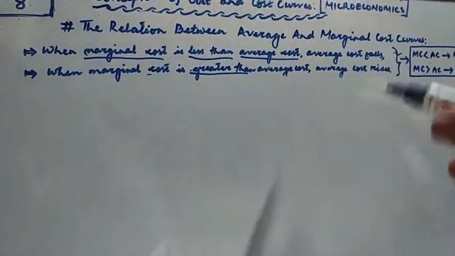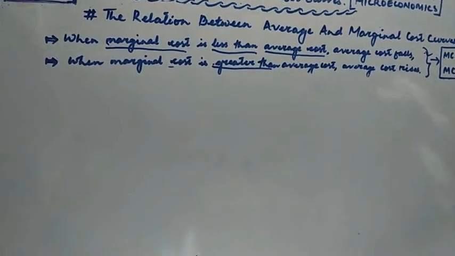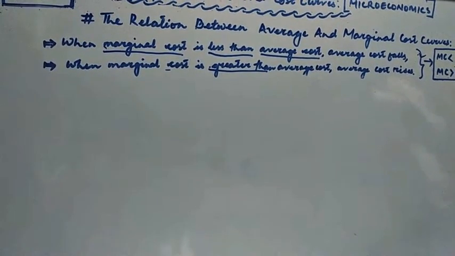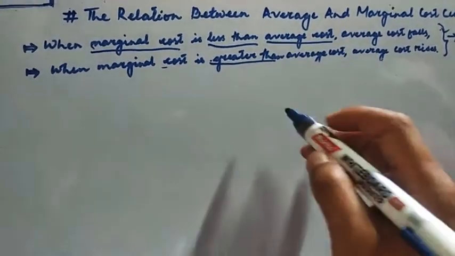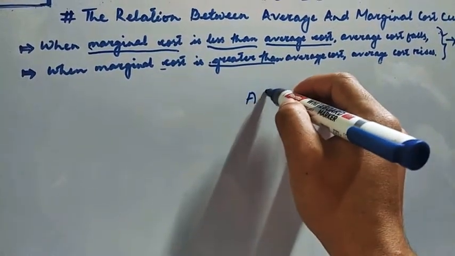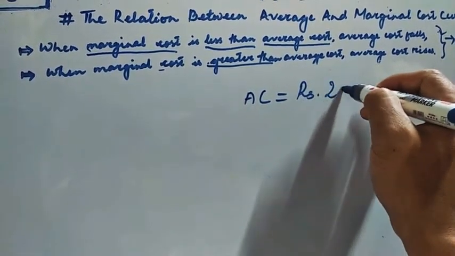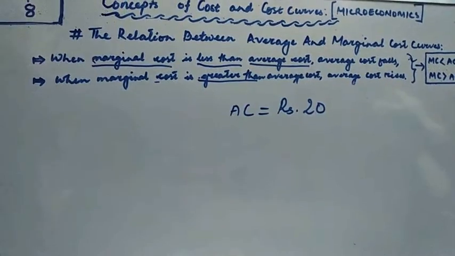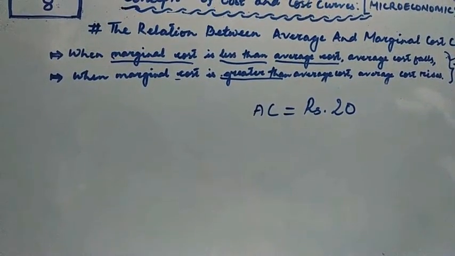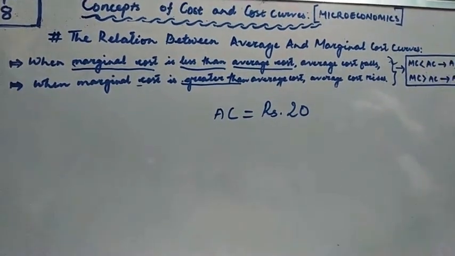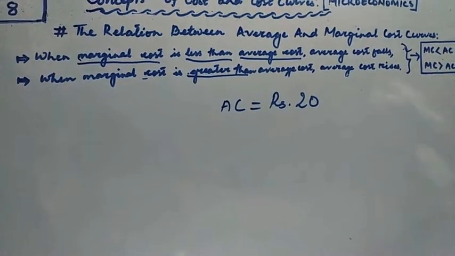So again, likewise, let us take the situation of a producer. A producer is producing a number of units of a product and his average cost is rupees 20. So that is his average cost. Now, if he produces one unit more, an additional unit, and his average cost falls.